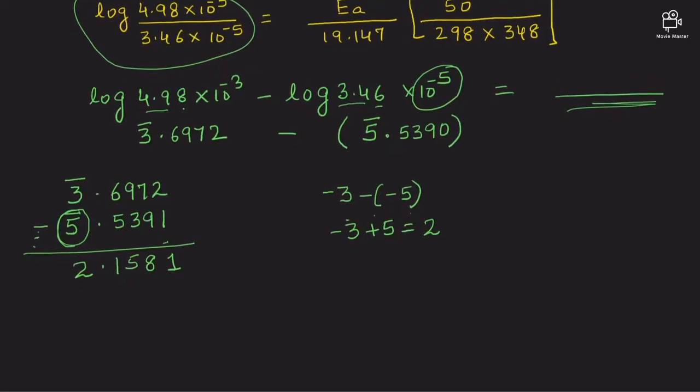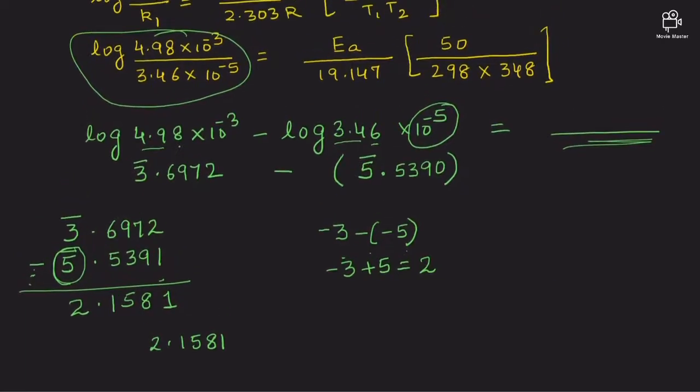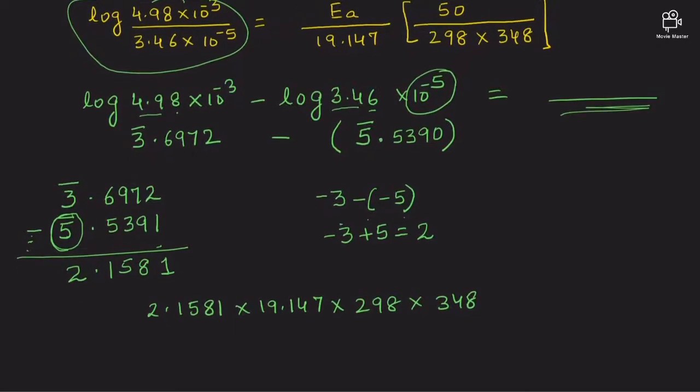So I've got over here 2.1581, and then we've got to find out the value of Ea, activation energy. So multiplied by 19.147 times 298 times 348, and the whole thing divided by 50 gives me the value of activation energy.